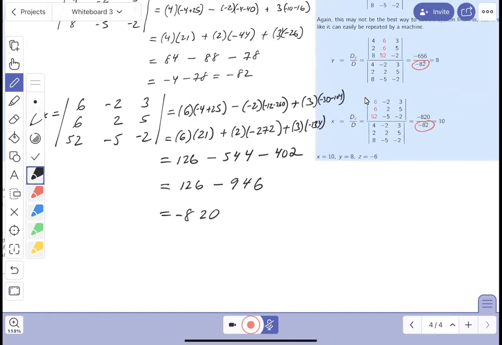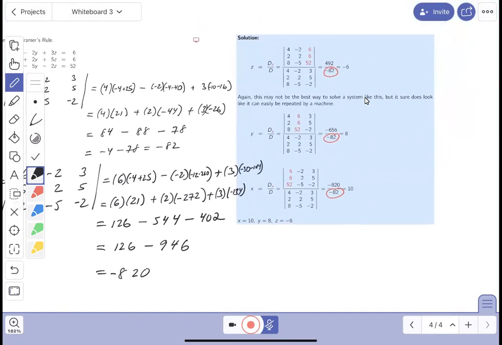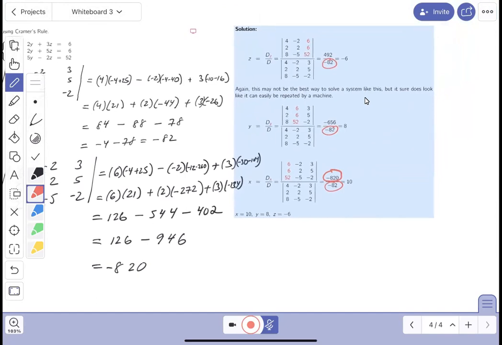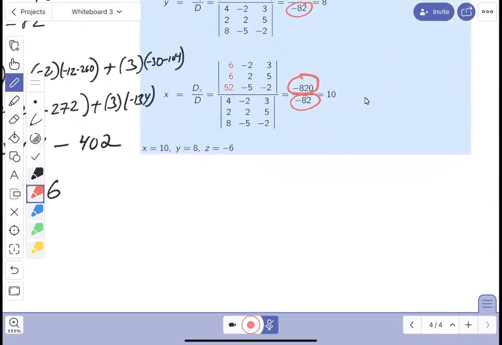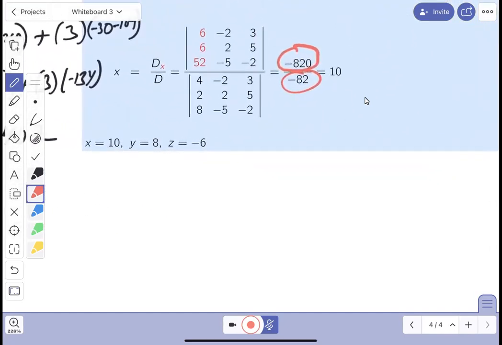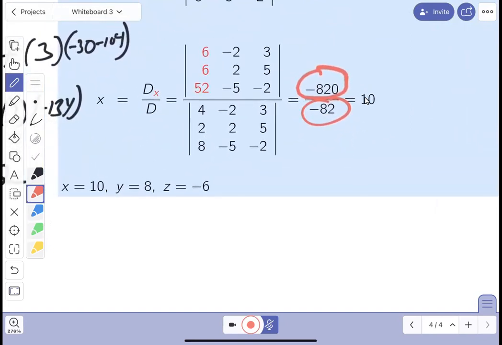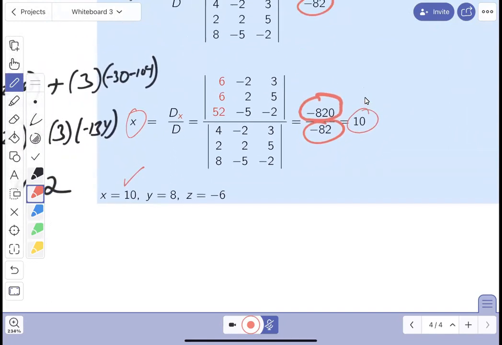Let's go over here and see how we did. Wow, I got it right over here. And I know I'm looking at what the x is now, and it's really simple. Whoever wrote the problem was very kind to me. That minus 820 divided by minus 82 is simply 10, and that's what x is. I feel good about that.